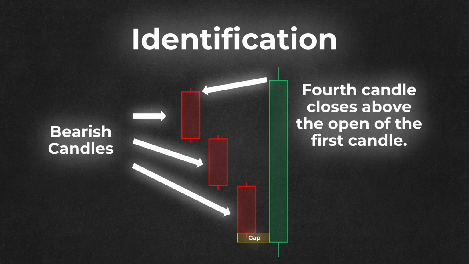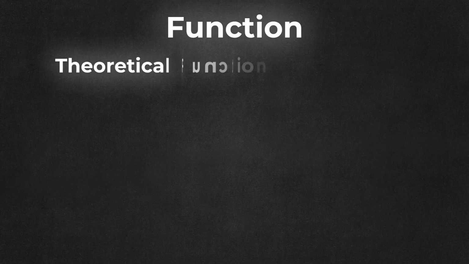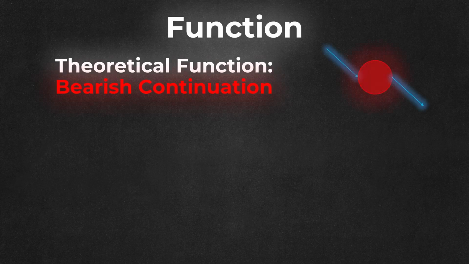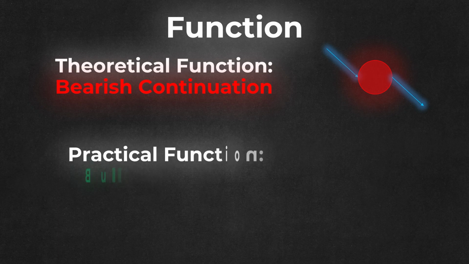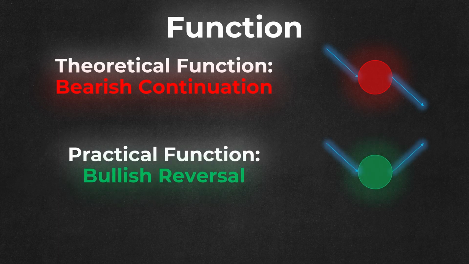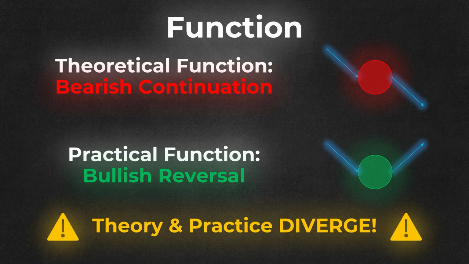This pattern is formed by 4 candles. The first 3 are bearish candles, and the 4th is a bullish candle that opens with a small gap down and closes above the open of the first candle. The bearish 3-line strike is classified as a bearish continuation pattern. In other words, it's supposed to signal a continuation to the downside after a downward movement. However, in practice, this pattern works as a bullish reversal, meaning that it signals a reversal to the upside after a downward price movement. As you can see, the theory diverges from the practice.